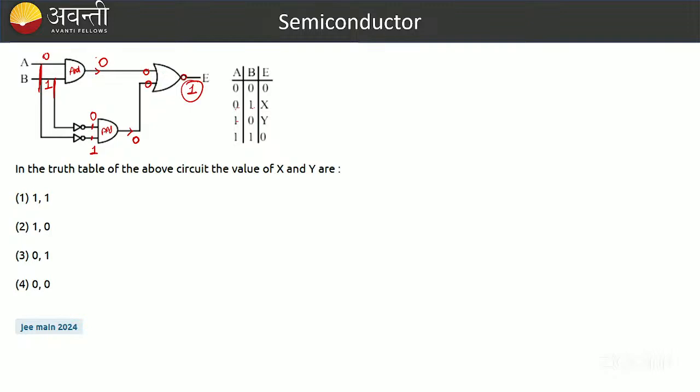Now for 0 1, if A is 1, B is 0, the same repetition will be there. Just a little change will happen here. This 1 value will become 0, and this 0 value will become 1. Again 0 1. We can say option 1 is the correct answer.